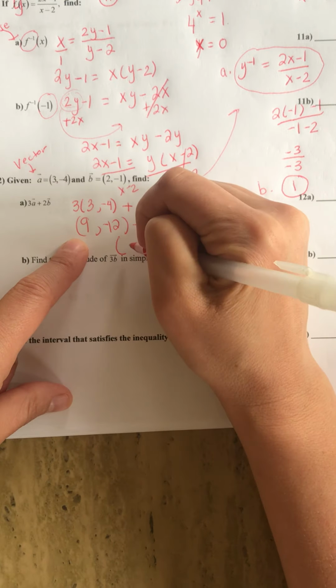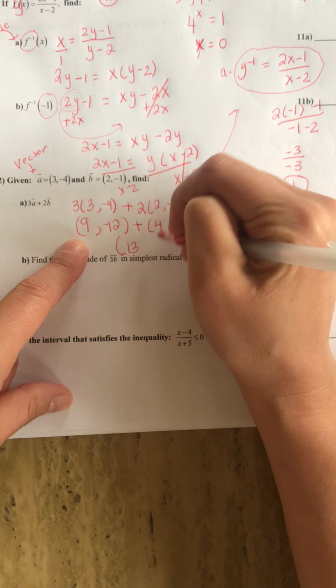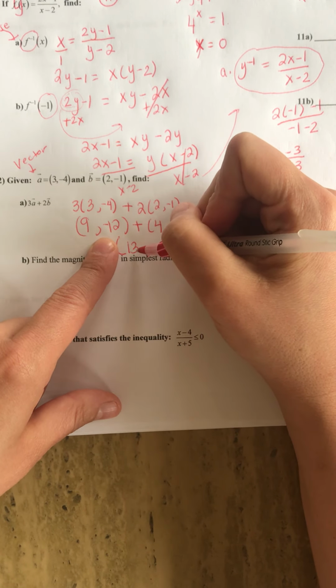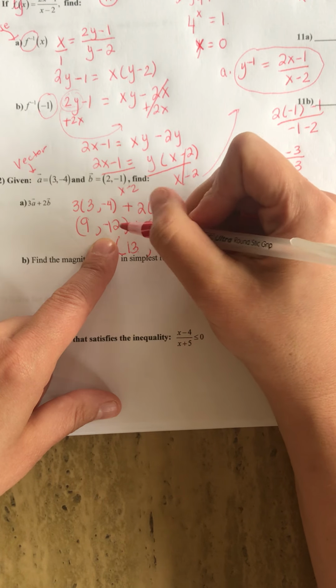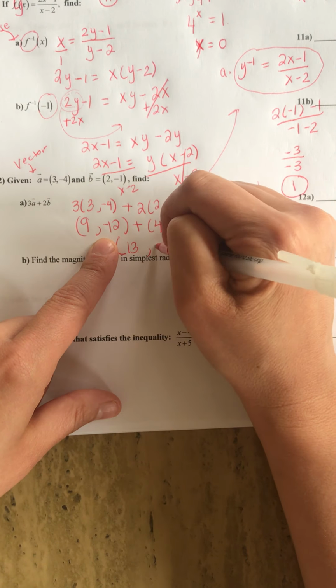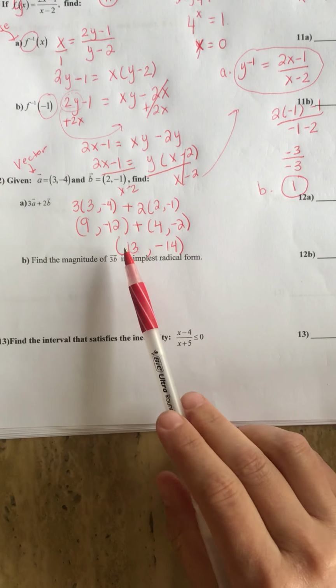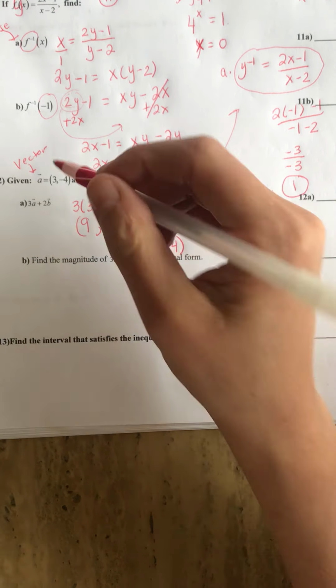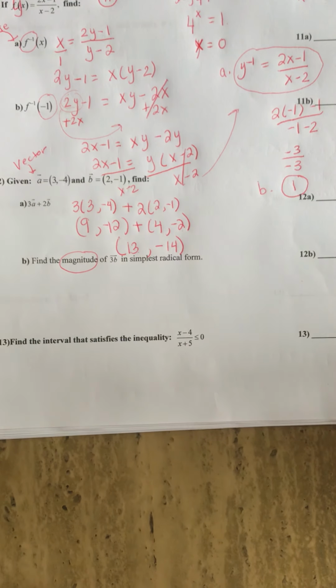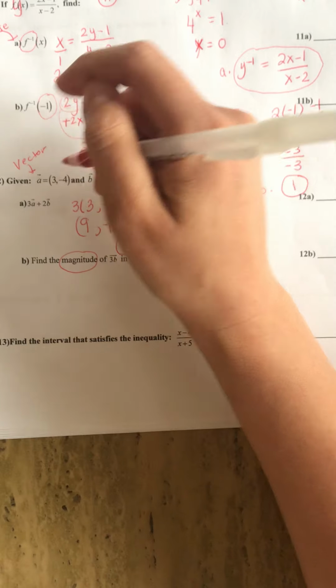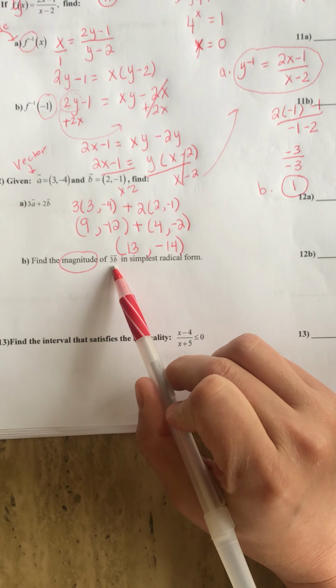So your vector is 13. 9 plus 4 is 13. That's your x value. That's the direction. And -12 minus 2, that gives me that -14. Okay, so that's the vector.